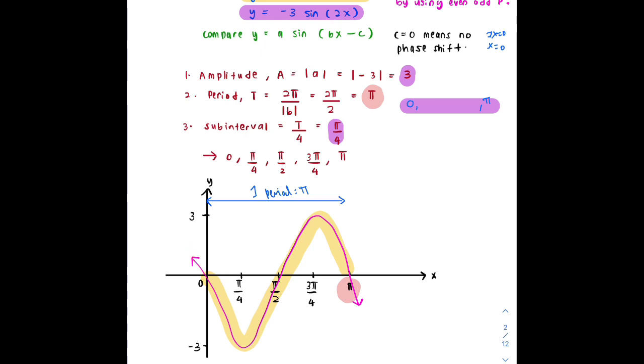So the graph can be continued before and after. However, we just want to focus on graphing the one period. You can always check your answer by taking the highest x-coordinate and minus the lowest one. So pi minus 0, you get the one period value, which is pi.